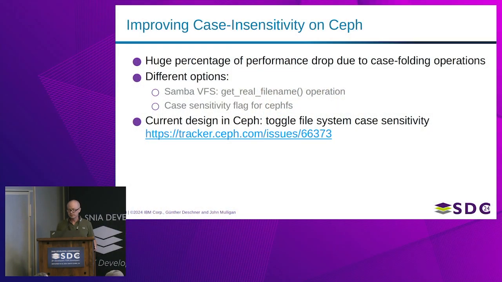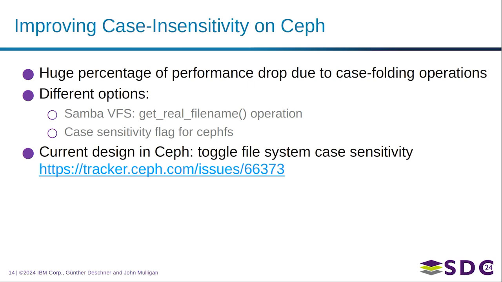Then of course there is a big problem with case sensitivity requirements. There is a big amount of round trips spent in these expensive case forwarding operations for many SMB operations that CephFS is currently not dealing with very well. In Samba, there has been one API provided, the getRealFileName call, that allows you to ask for a file name, and the file system can give you back in one operation the appropriate file name in the proper case that is really stored on disk, so that in future you can save these expensive round trips.